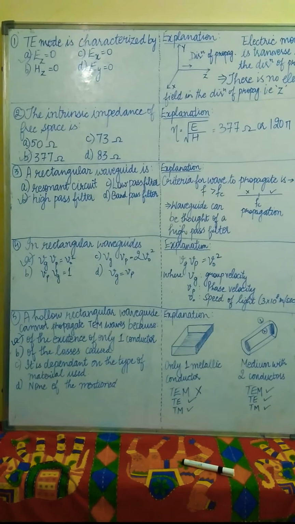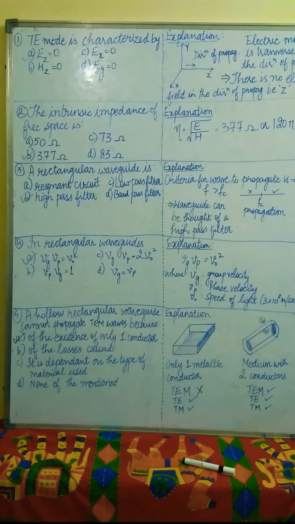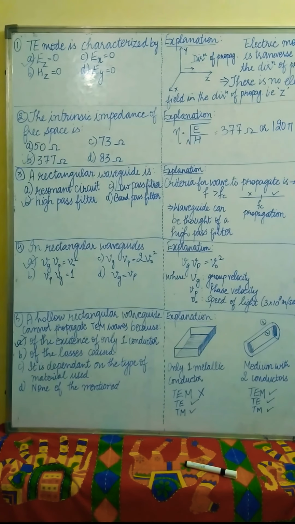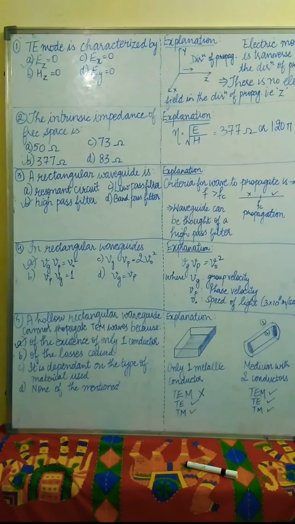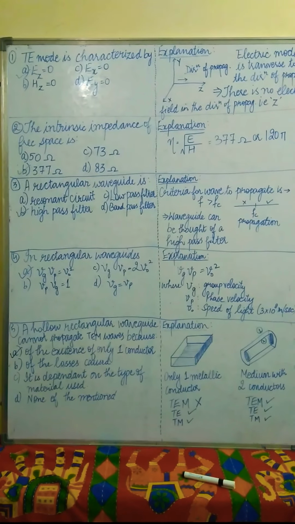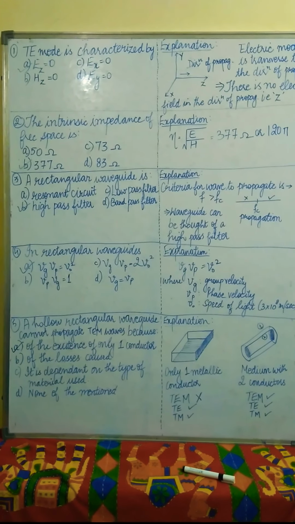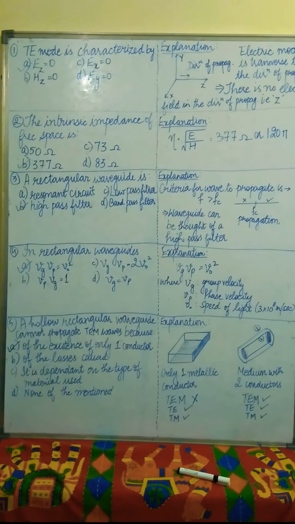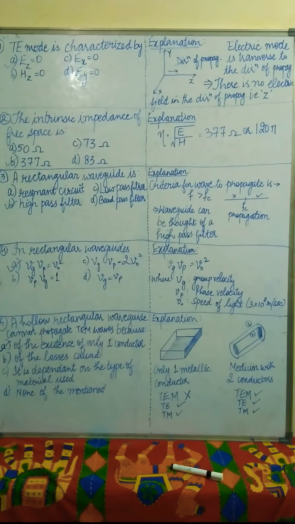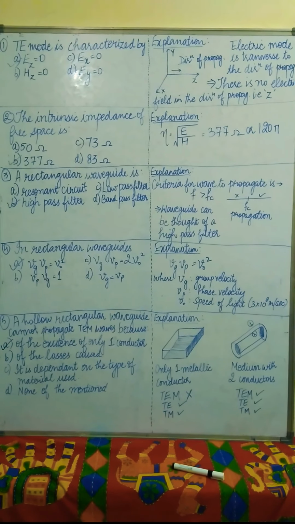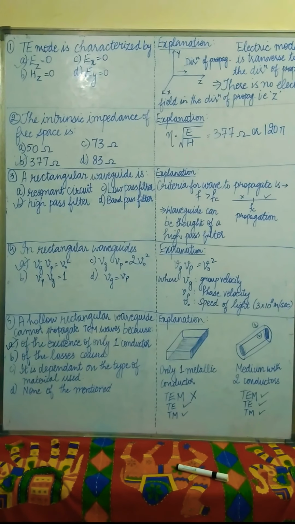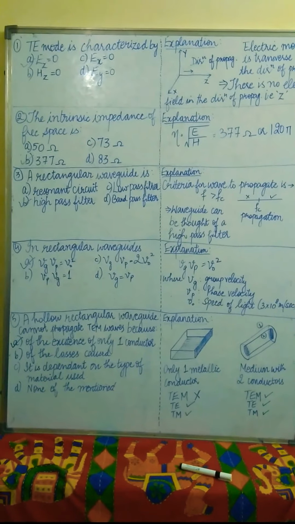Next question. In rectangular waveguides, which of these relations is correct? Vg Vp is equal to V naught square, Vp Vg is equal to 1, Vg into Vp is equal to twice of V naught square, or Vg is equal to Vp. The correct answer is Vg Vp is equal to V naught square. This is a straightaway relationship we have derived, where Vg is group velocity, Vp is phase velocity and V naught is the speed of light, 3 into 10 raised to power 8 meters per second.